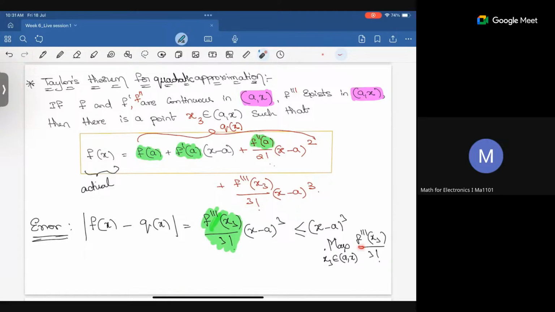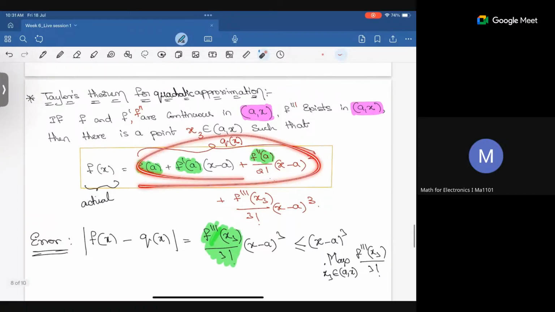For that, we need to know how this f triple prime of x3 behaves, because if you know that, we know how to find the maximum or minimum values. That we have learned in the very first lecture of this particular week. So these are the two types of problems that you can encounter with respect to Taylor's theorem or Taylor's approximations. One is asking for the first three terms, which is called the approximate value, and the last term is the error term, for which they will ask for the maximum possible error.